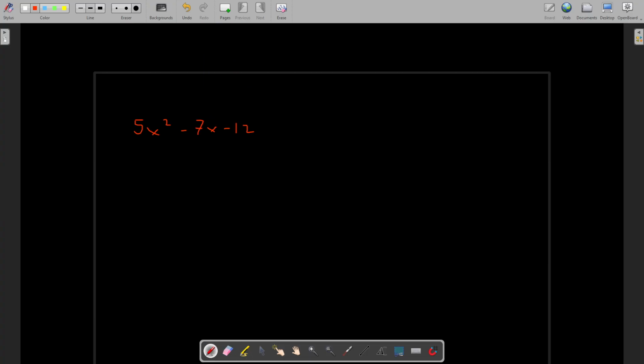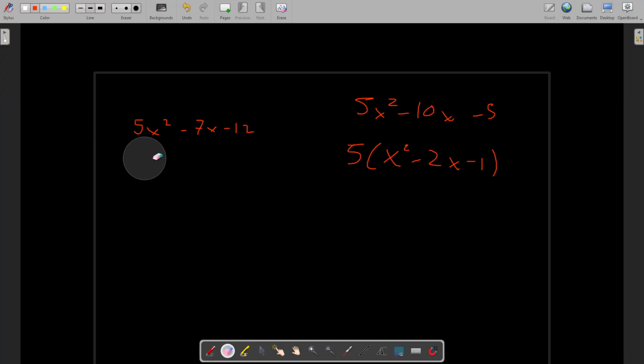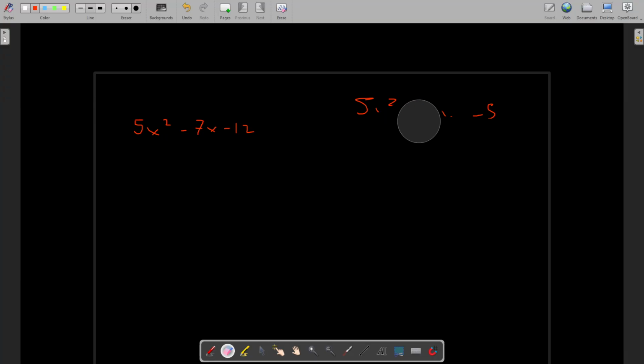So let me erase this. Something like 5x squared minus 7x minus 12. Well, you can't easily take out a term from any of these as a greatest common factor, which you probably learned about or might be learning about. For example, greatest common factor would be like, let's say we have 5x squared minus 10x minus 5. The greatest common factor here would be 5, and then this is just x squared minus 2x minus 1. But you can see that there is no greatest common factor in this equation on the left side.